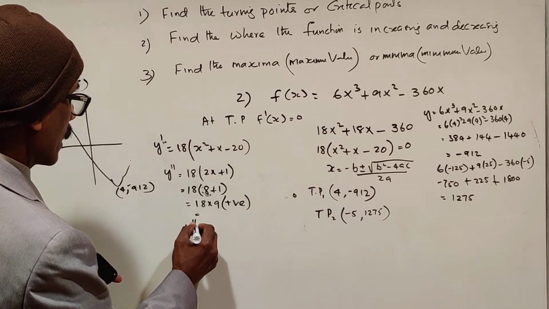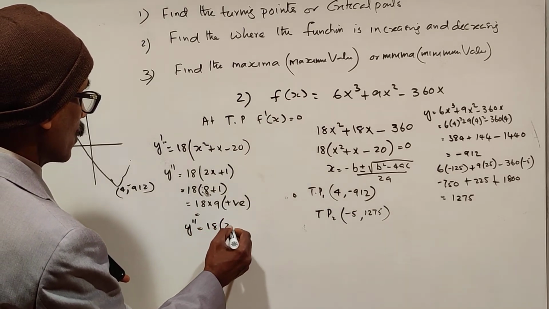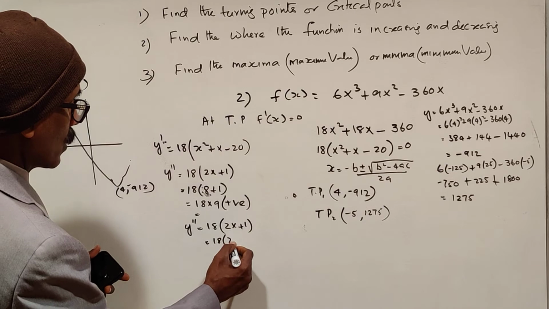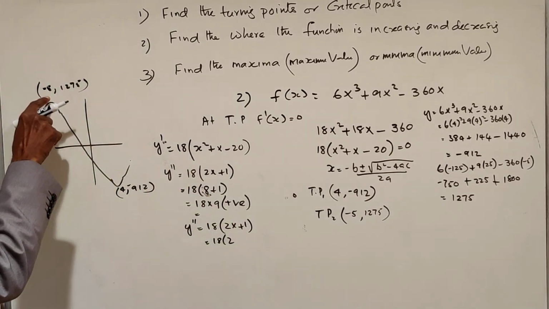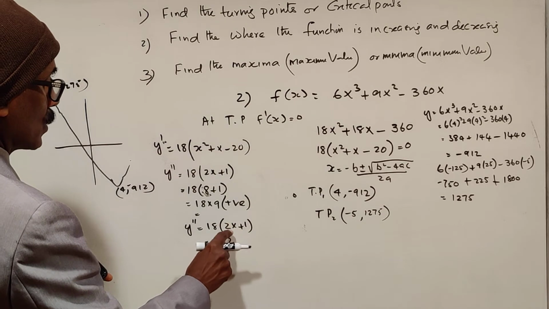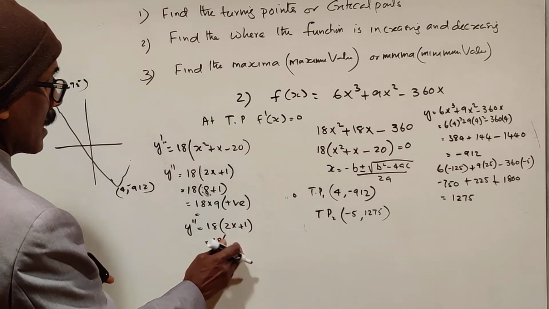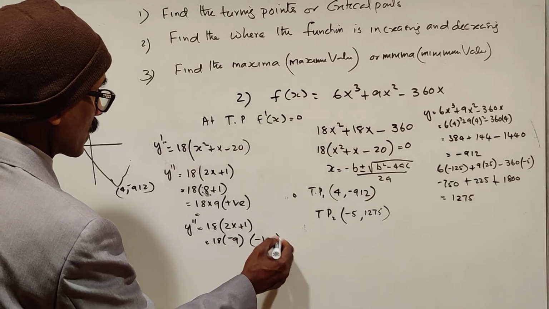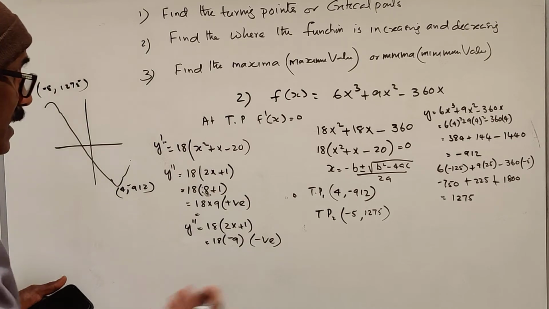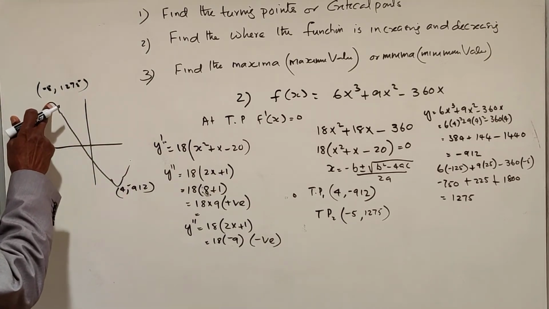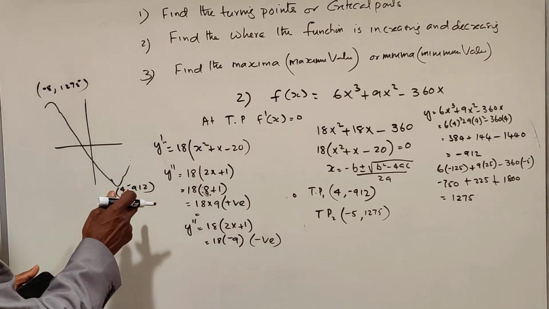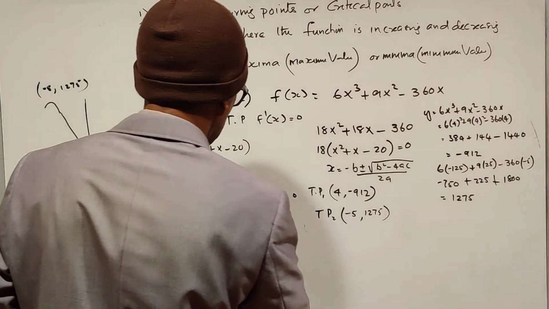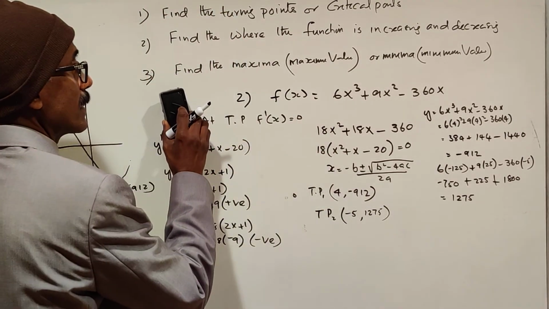y double dash equals 18 times 2x plus 1. Okay, that is the second derivative. 18 times 2 into, what is x? x is minus 5. 2 times minus 5 is minus 10. Minus 10 plus 1 is minus 9. See, this is a negative number because 18 times negative 9 is a negative number. So this point is a maximum point and the other point is a minimum point. Okay? So we are done with the first and second derivatives. So I'm going to erase this.